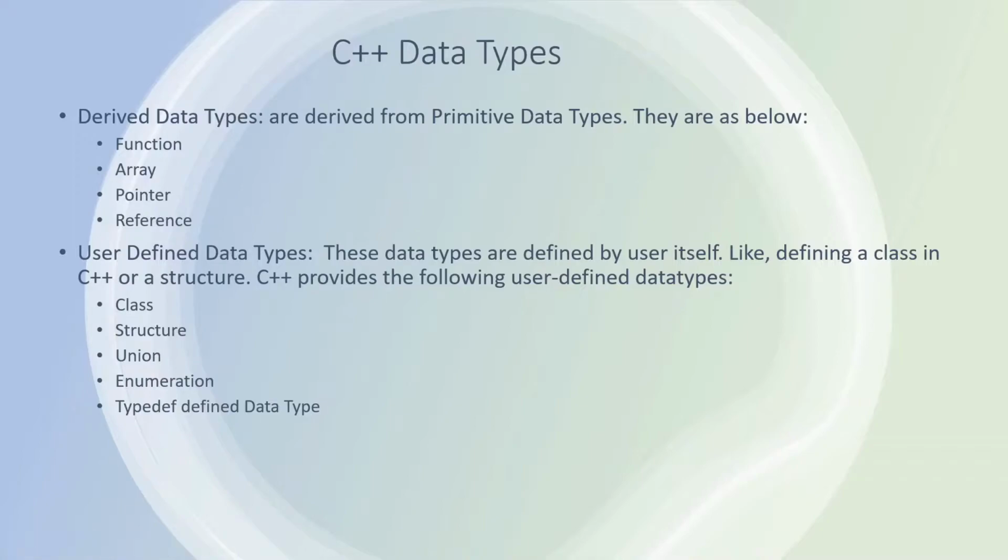In C++, we also have user-defined data types, or we can also define our own data type. These data types are defined by the user itself, like defining a class or a structure in C++. C++ provides the following user-defined data types: class, structure, union, enumeration, typedef defined data types. We will see about these user-defined data types in depth in the subsequent videos.